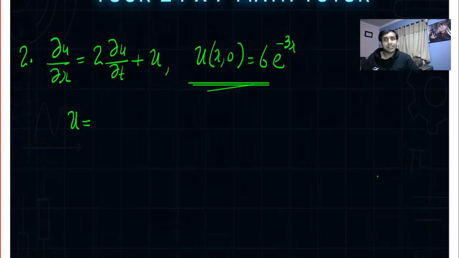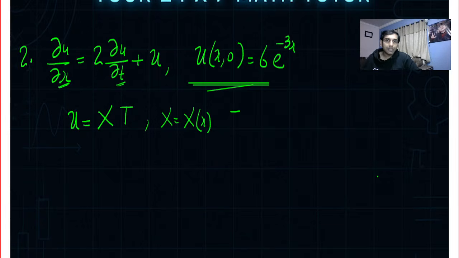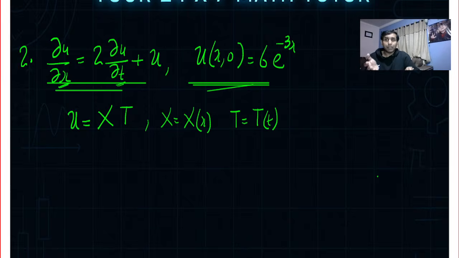If it is linear, then you assume let the solution be x into t. Why did I put it x into t? Because u is a function in x and t in this problem, where x is a function in x, t is a function in t. Now the solution will balance the equation. So can you tell me what will be dou u by dou x, or del u by del x?